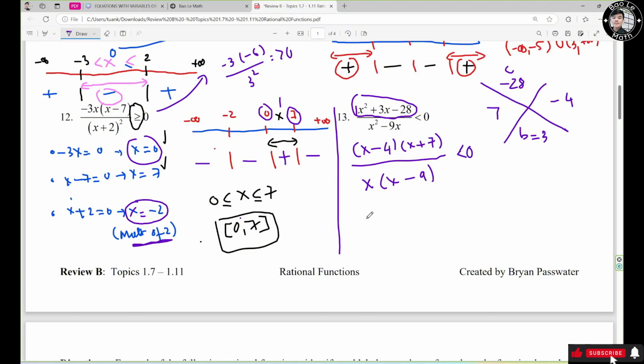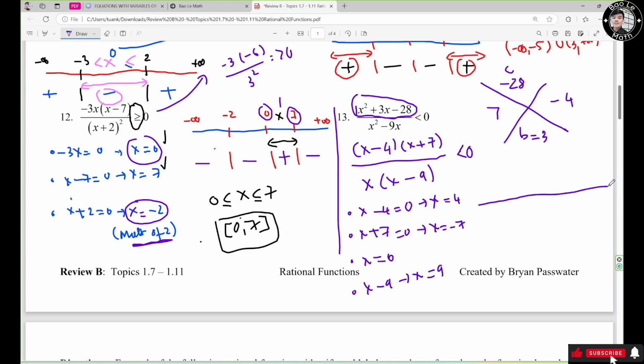Less than 0. Now we need to find the zeros, right? So we have s minus 4 equals 0, s equals 4, right? Now s plus 7 equals 0, s equals negative 7. Now s right here equals 0, right? The last one, s minus 9 equals 0, so s equals 9, right? Now we need to put all the zeros on the number line, right?